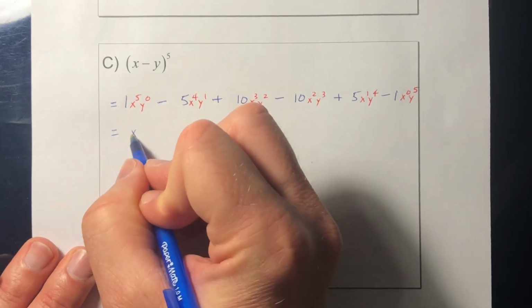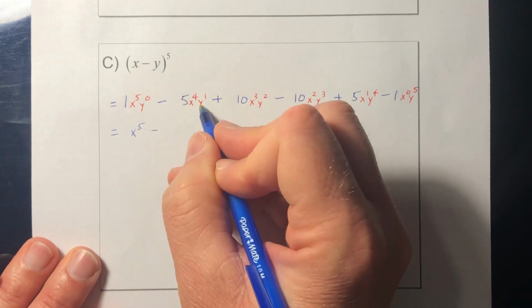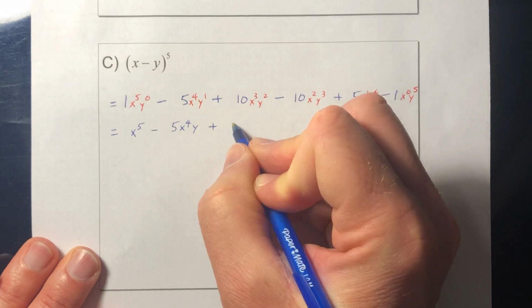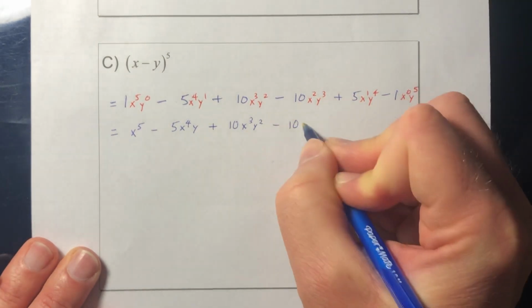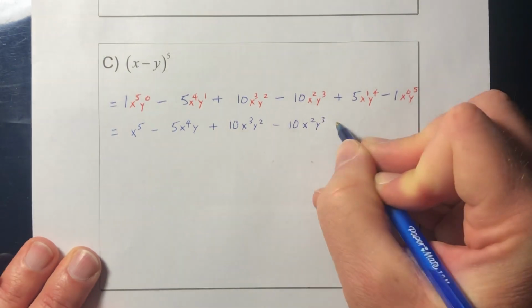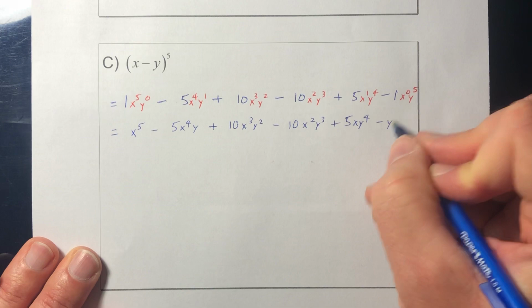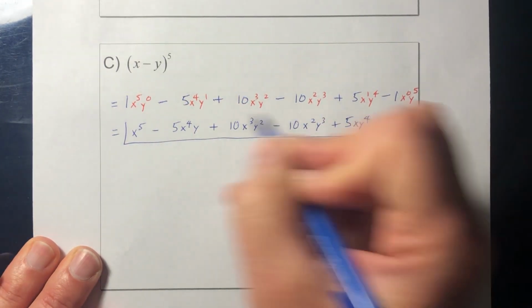Clean it up. You're going to get x to the 5th here when you clean it up. Remember, y to 0 is just 1. Okay, so this is really pretty easy when you clean this particular one up. Sometimes it gets a little more challenging. And that is your binomial theorem. Okay?